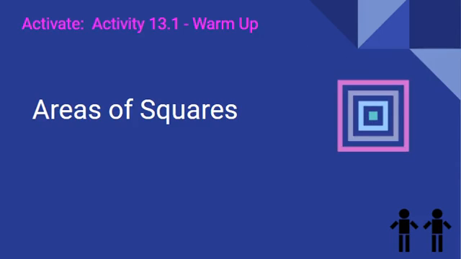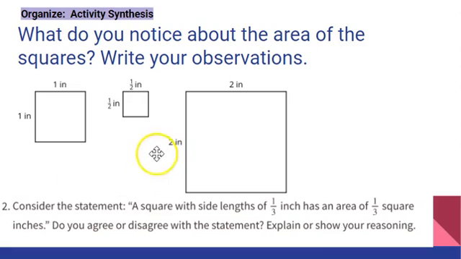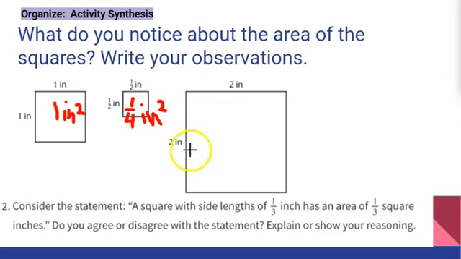All right, let's warm up with the areas of some squares. So what do you notice about these? What would be the area of 1 inch by 1 inch? It's going to be 1 square inch, right? What about 1/2 inch by 1/2 inch? 1/4 of a square inch, right? What about 2 inches by 2 inches? 4 square inches here, right?